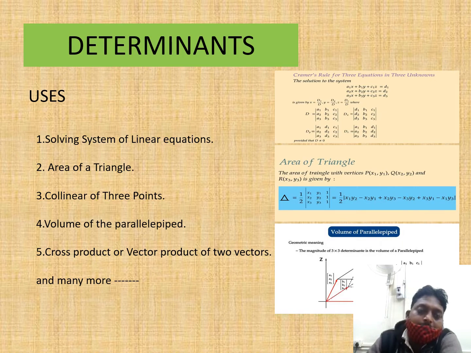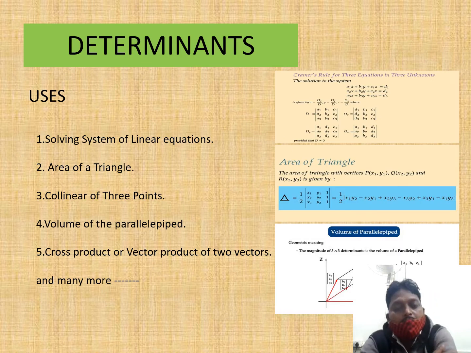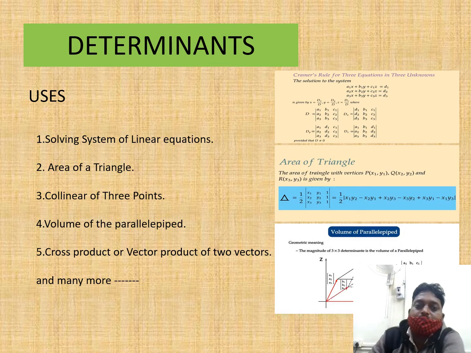Fourth, it is required to find the volume of the parallelepiped. Fifth one, required to find the cross product or the vector product of two vectors. And we know A cross B, A vector cross B vector, that is cross product or vector product. The formula is A into B into sin theta into n cap. All of you know in vector, but here using determinant you can find the cross product or the vector product.